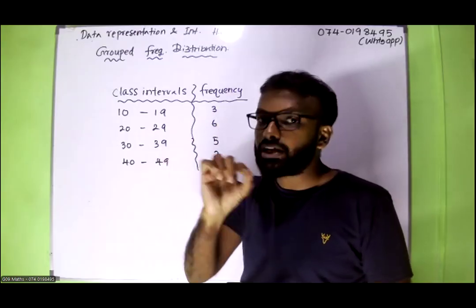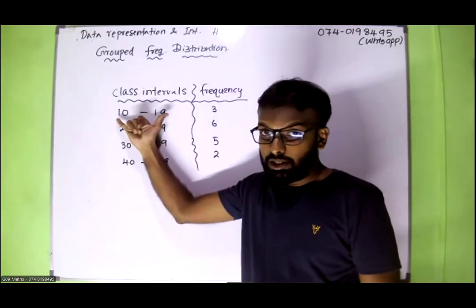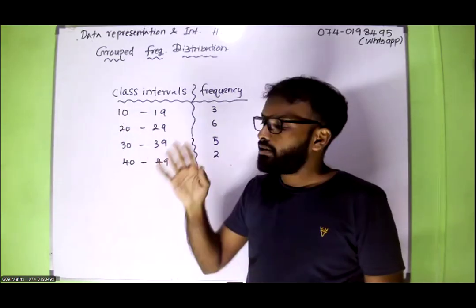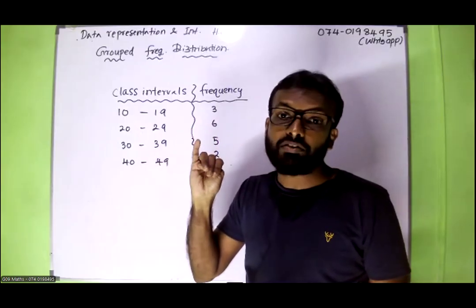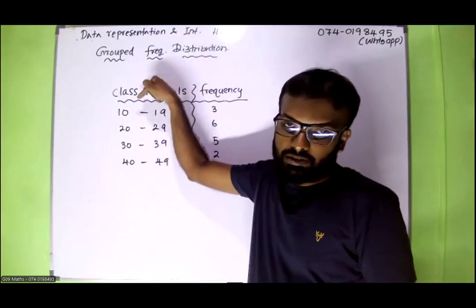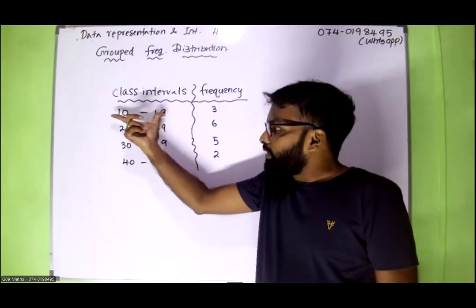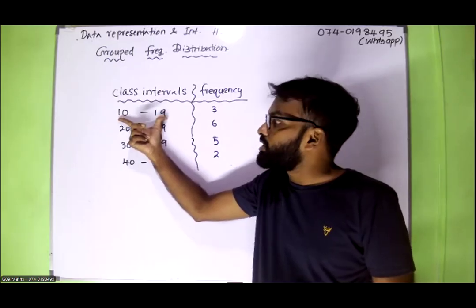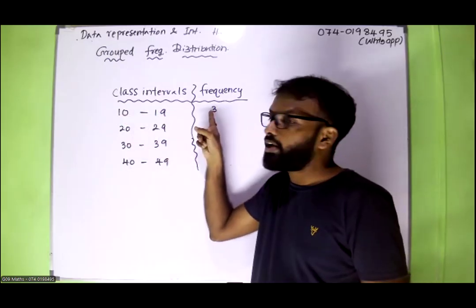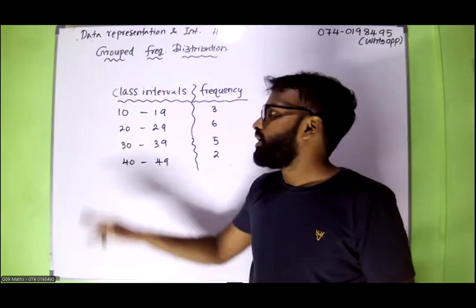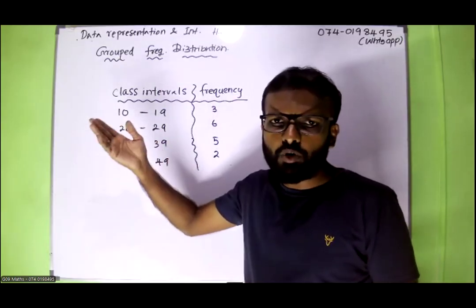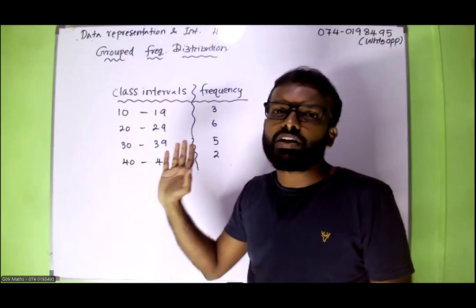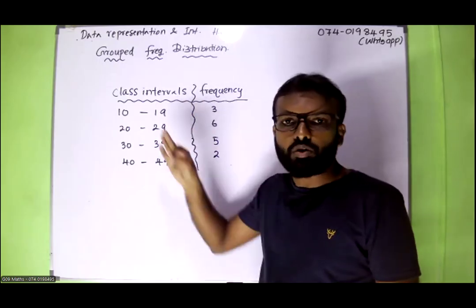I will tell it again: 10 values are included here, including 10, 11, 12, 13, 14, 15, 16, 17, 18 and also 19. In between these two margins you can find 3 values, any of the three values out of 10, such as 10, 11, 12 or 17, 18, 19.